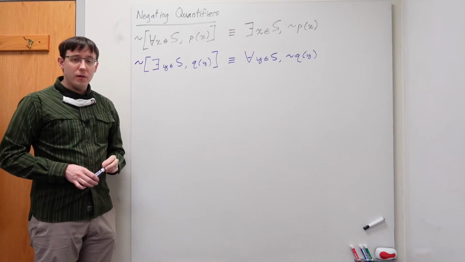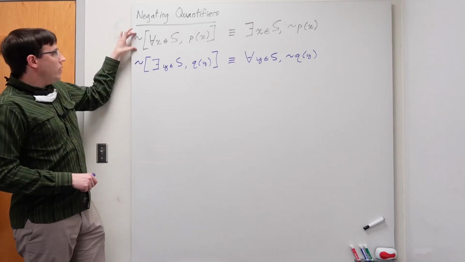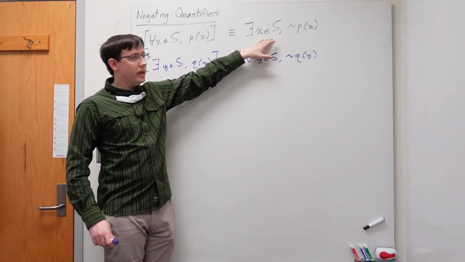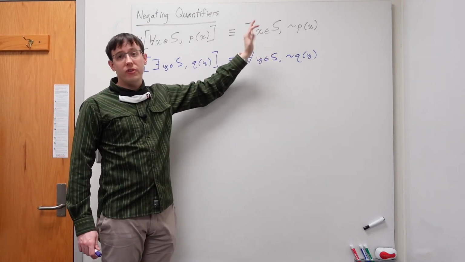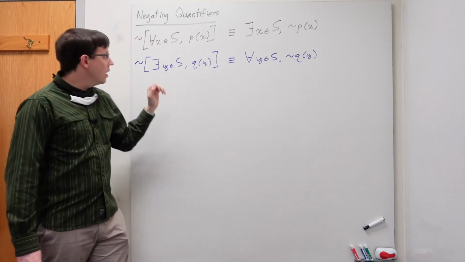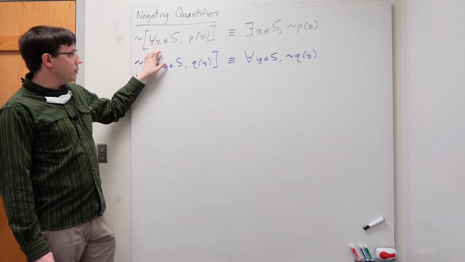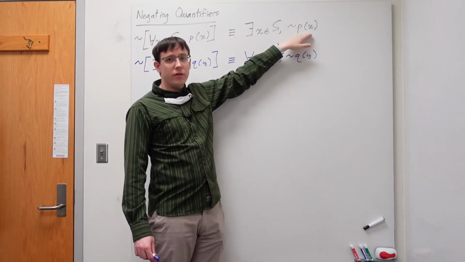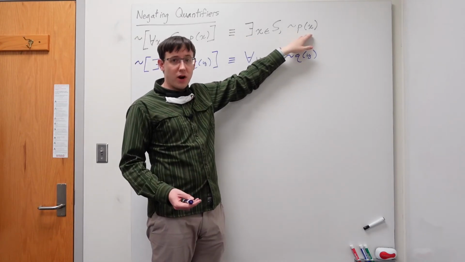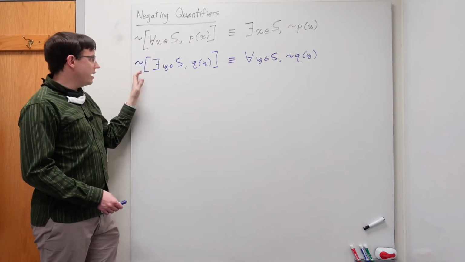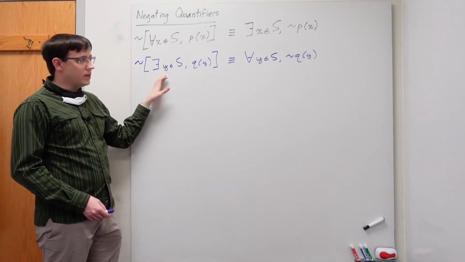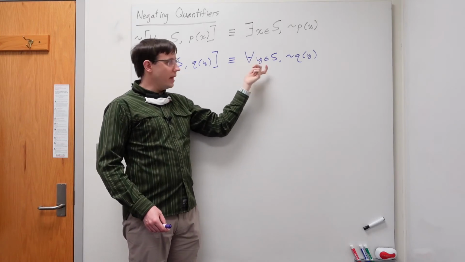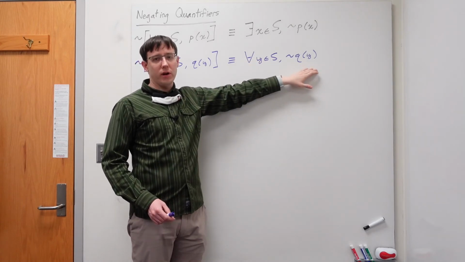And so, in both of these cases, when we negate a quantified statement, we get a statement in terms of the other quantifier. When we negate a for all statement, we get that there exists a case with the negation of the property. And when we negate a there exists statement, we get an equivalent statement that for all elements, the negation of the property holds.